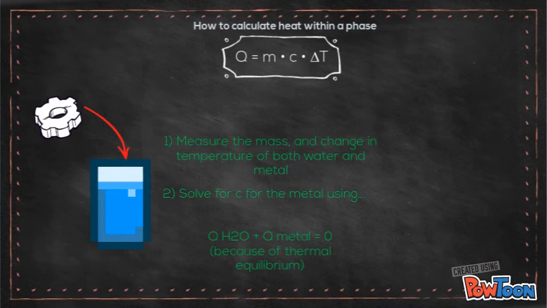In this example, we're finding the heat capacity of a metal. All you have to do is find the mass and change in temperature in both the water and metal and solve for C, since you know that Q of the water plus Q of the metal equals 0 due to thermal equilibrium.